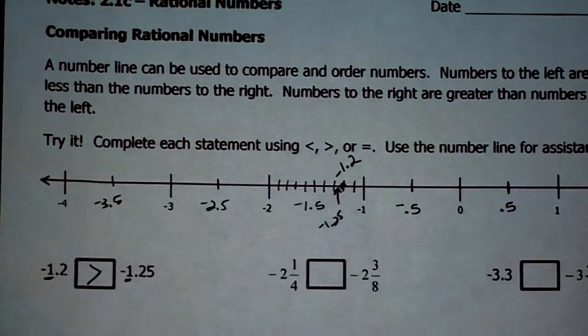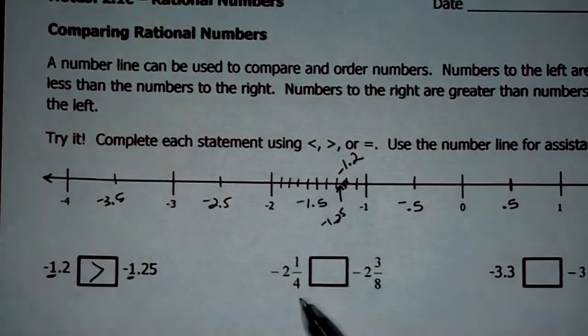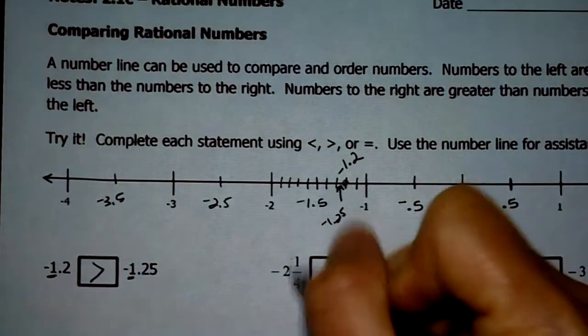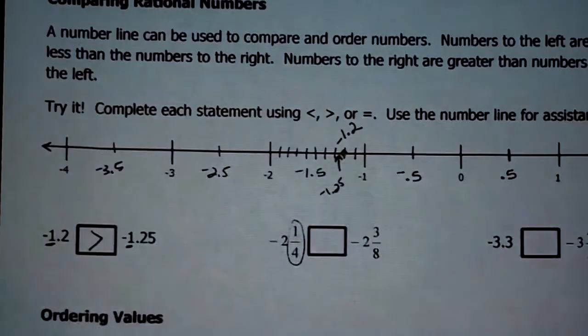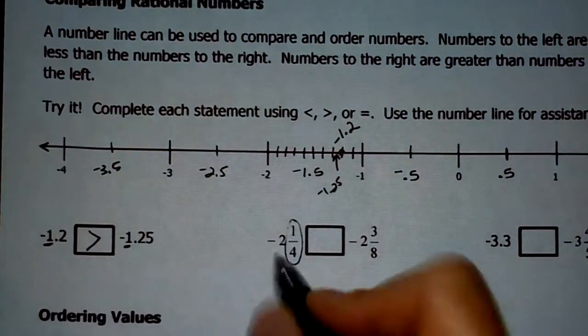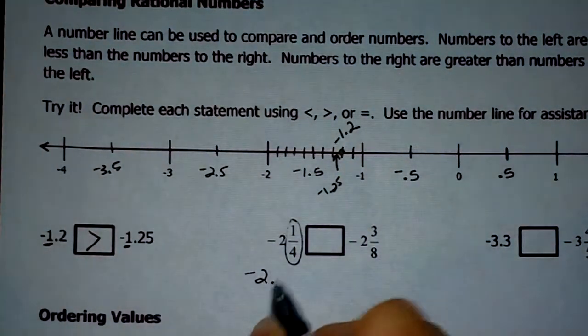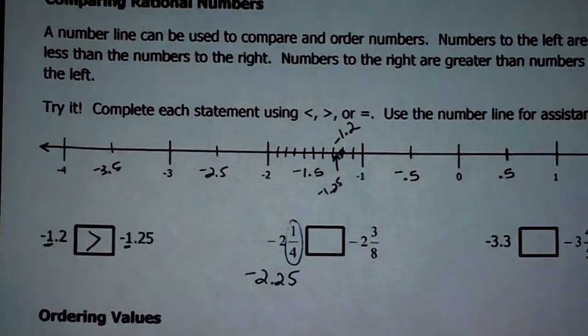Some of you are like, what are you talking about? Then I would probably do some conversions here and change these to decimals, because then we can just use our tenths place to help us. So if you have negative 2 and 1/4, that 1/4 is a benchmark fraction. We've dealt with that before. We know that 1/4 is equivalent to 0.25. So this means negative 2.25.